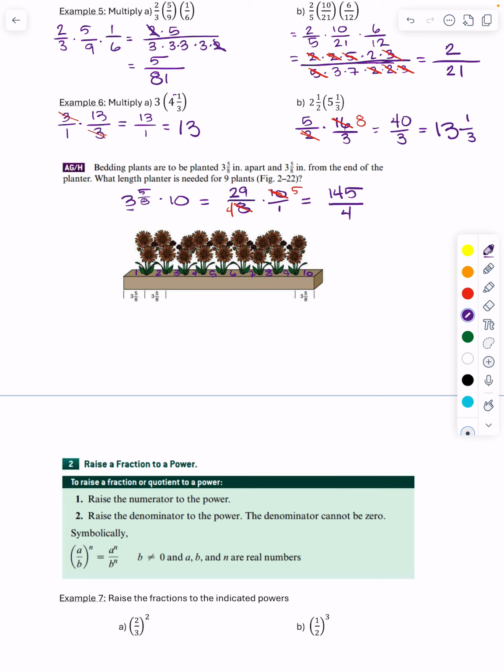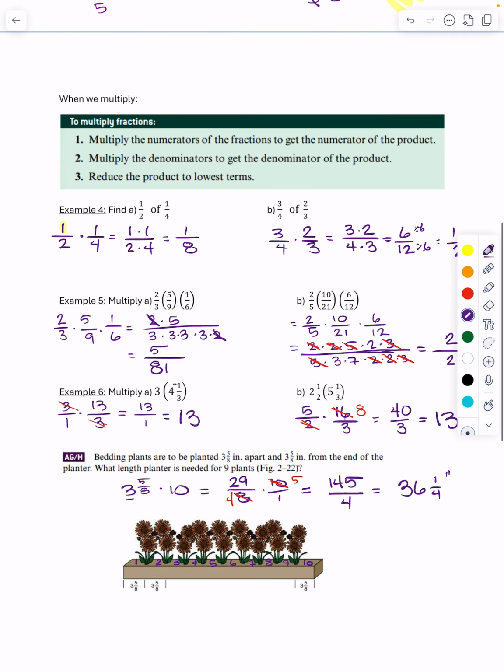Now again, I'm not going to go in and ask for a planter that's 145 fourths. So let's go ahead and divide this in. I get a 36 inch planter. That's 144, and I have 1/4. I need 36 and 1/4 inches. And there's page 2.